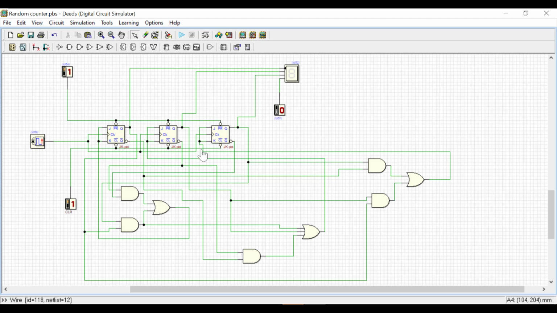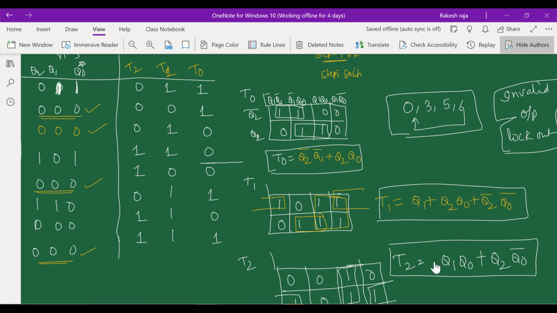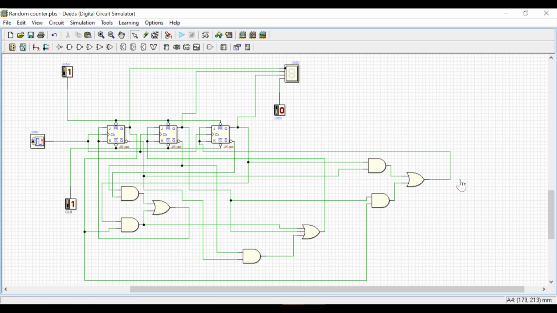And coming to the third T flip-flop output, you are going to have 2 AND gates followed with an OR gate. If you look at the expression, 2 AND gates for these two terms, and there will be one OR gate. So this output OR gate is connected as an input to the third T flip-flop. Output of all the flip-flops is connected to a 7 segment display, considering the fourth bit as 0 always.